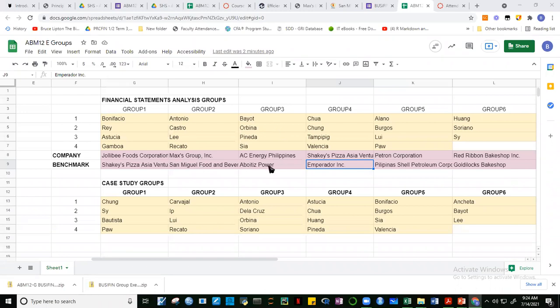For group 3, AC and Aboitiz, kindly first look at the FS, because the balance sheet could be very, very difficult to analyze. Okay, this is a service company. Shakey's and Emperador for Group 4, these are not direct competitors. They are different, no? They are in different industries.